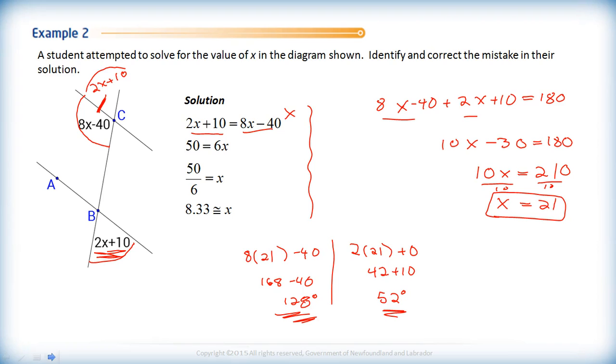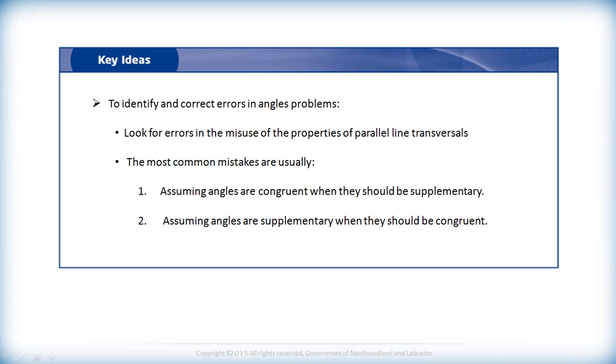Looks good to me. Okay, so let's try to remember some of the things here. Look for the regular errors of the parallel line transversals. So the most common mistakes are assuming congruence when we should have supplementarity, and assuming that our angles are supplementary when they should be congruent. Careful, careful. Hope that helps.